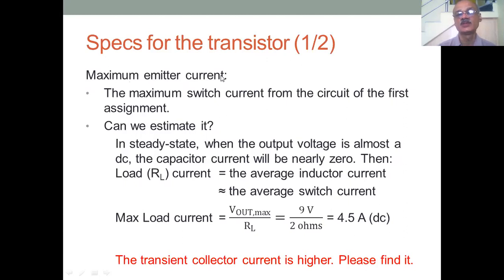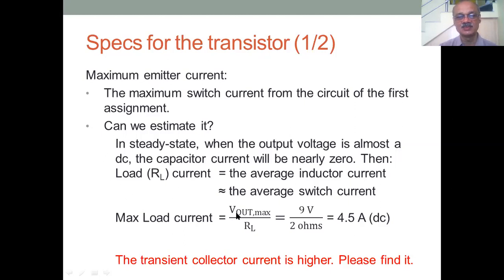What is the maximum emitter current that it must supply? This we've already discussed at least twice. Basically you need to find the maximum switch current from the circuit of your first assignment. And that becomes the maximum current that the transistor must supply. This is very similar to the diode, actually, because the diode current flows when the switch is off, and the transistor current flows when the switch is on, and those two currents are roughly of the same order of magnitude. So you take that value.